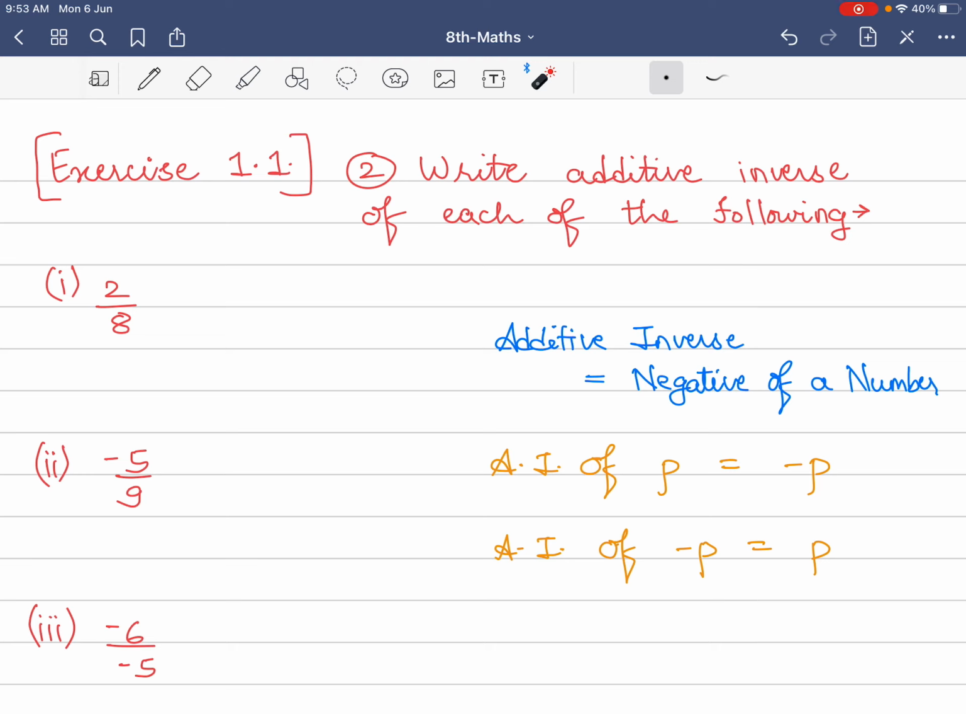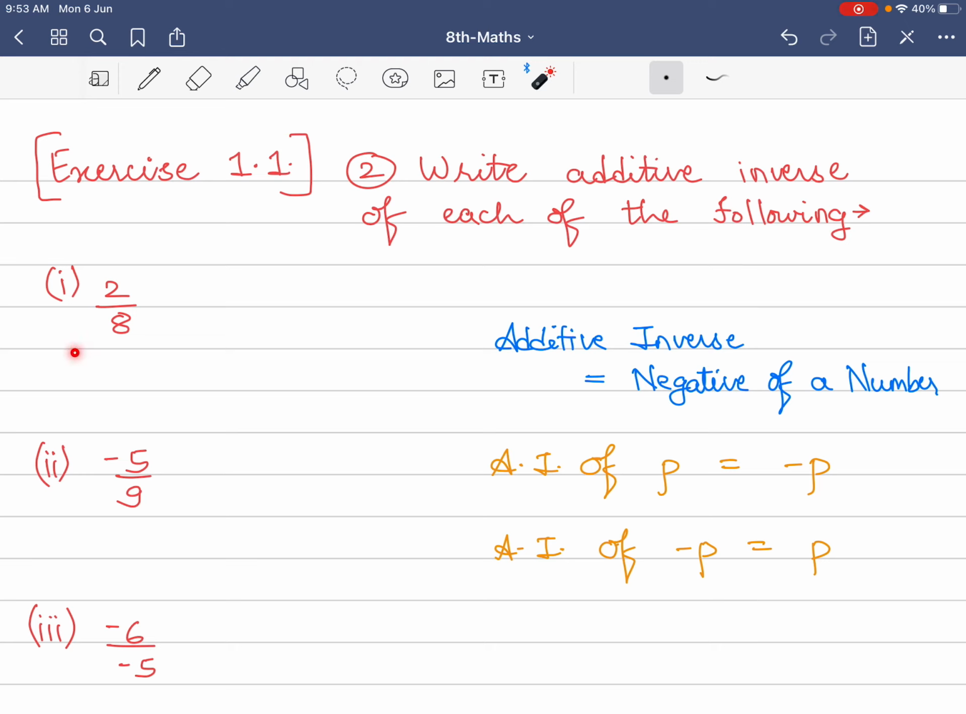So why is this called additive inverse? Because when you add these two numbers, the addition is always equal to 0. A number and its additive inverse, when they are added, the addition is equal to 0. Same goes with this. Minus p plus p is going to be 0. Hence it is called additive inverse.